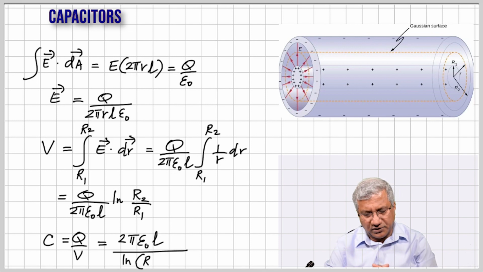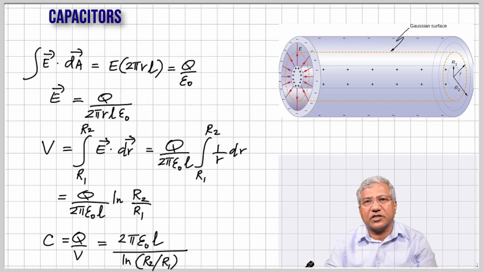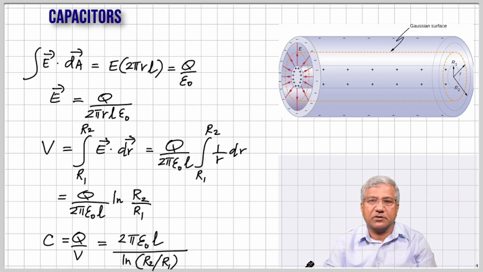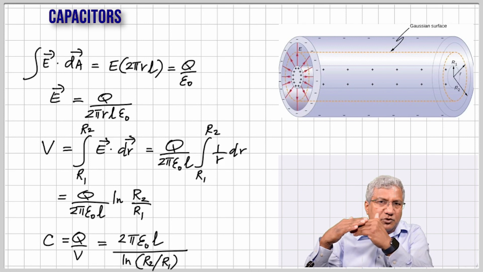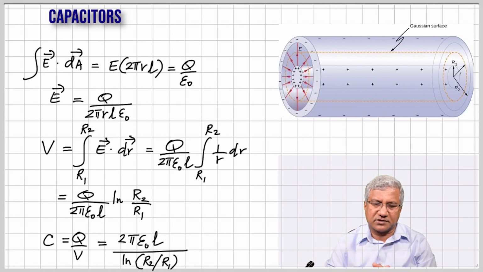This is going to flip and you get this as the final formula. Again, how do you increase the capacitance? Well, decrease the denominator. That means make R2 by R1 as small as possible, which again means the gap between them should be small. And also increase the length, because the length of the cylinders is in the numerator. So make the length as big as possible.